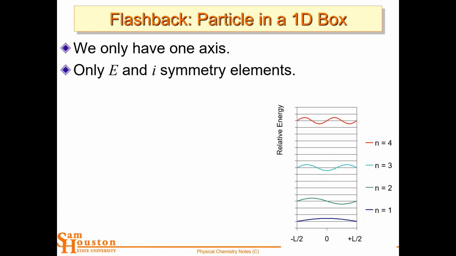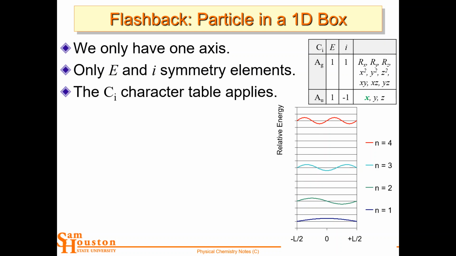We only have 2 symmetry elements, E, which is identity, did nothing to the system, and inversion. We can invert that axis. We can take positive X values and make them negative. And we can see that the wave functions are either positive under inversion or negative under inversion, even or odd. And so this is our CI character table.